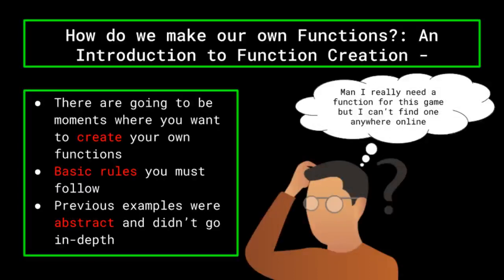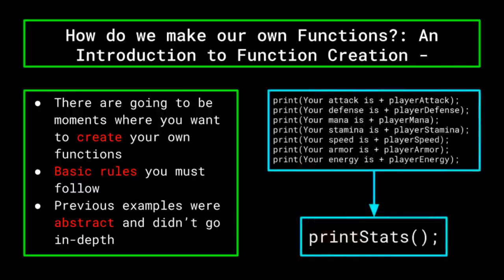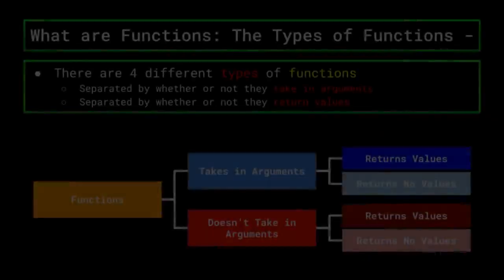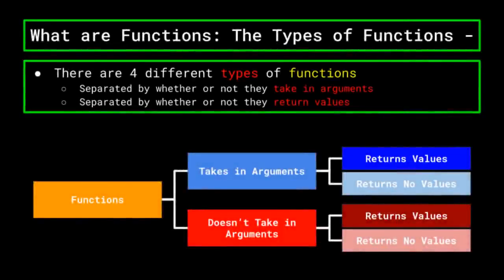Luckily, making your own functions is extremely simple. There are just some basic rules that I want to cover. Now, while we've previously used making functions as an example for other topics, such as the player stats function from a little bit ago, they were extremely abstract and didn't go into depth into what is needed for an actual function to operate. So right now we're going to be covering a skeletal system of everything that needs to be included in a function in order to get it to work. Now think back to the 4 different types of functions that we talked about previously.